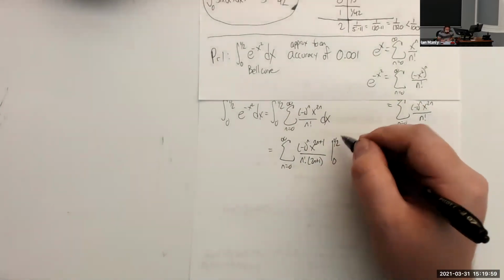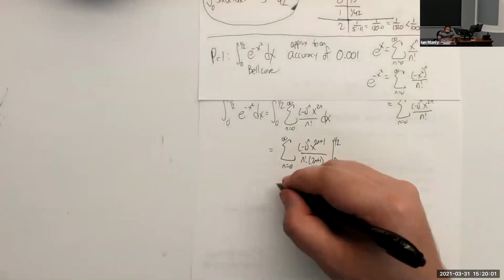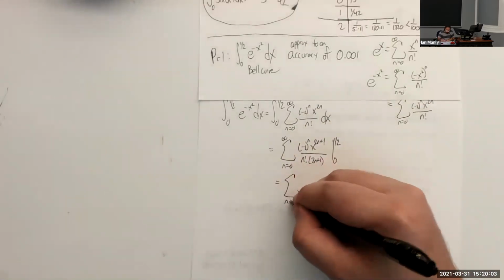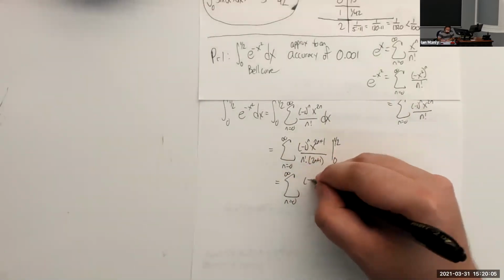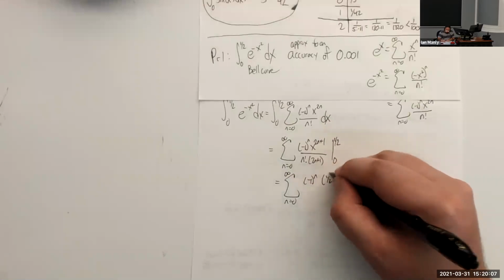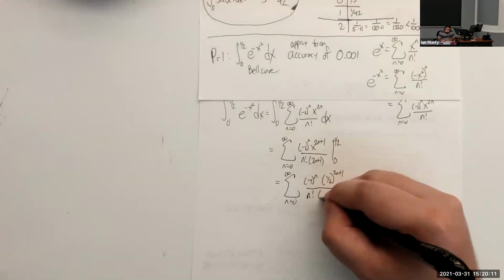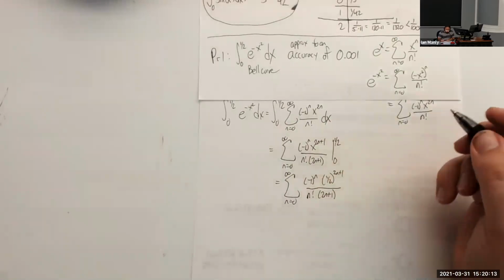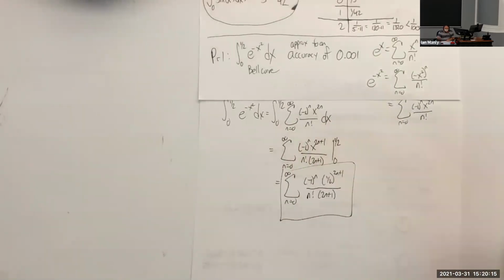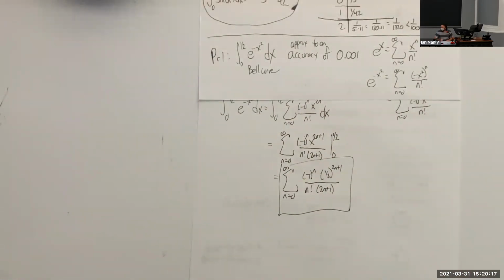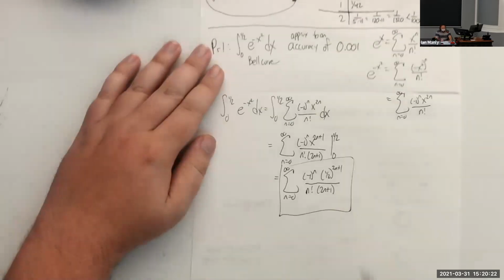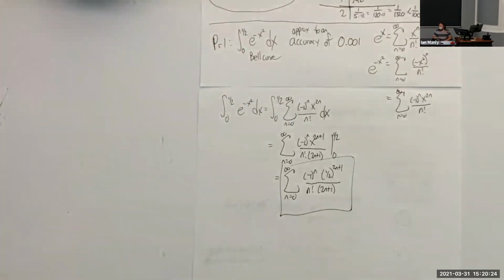All right, and then finally I'm going to plug 1/2 in here. And then I have n equals 0 to infinity, -1 to the n, 1/2 to the 2n plus 1 over n factorial times 2n plus 1. And this right here is the exact value of our integral. This is the exact value if we have all of the terms added together.